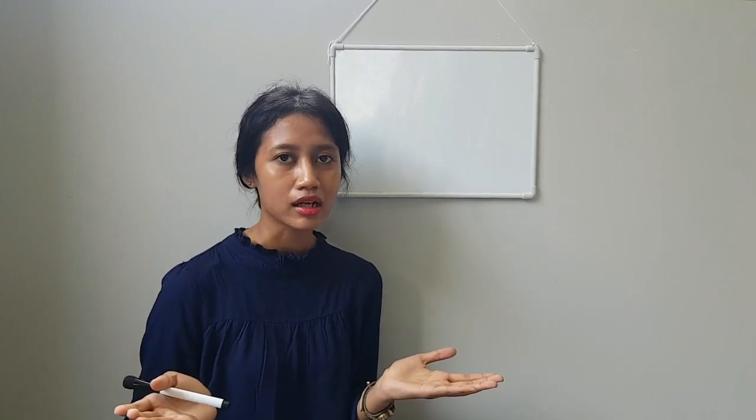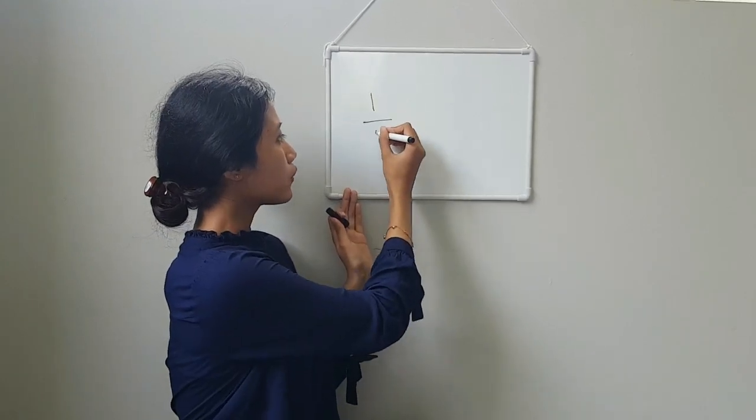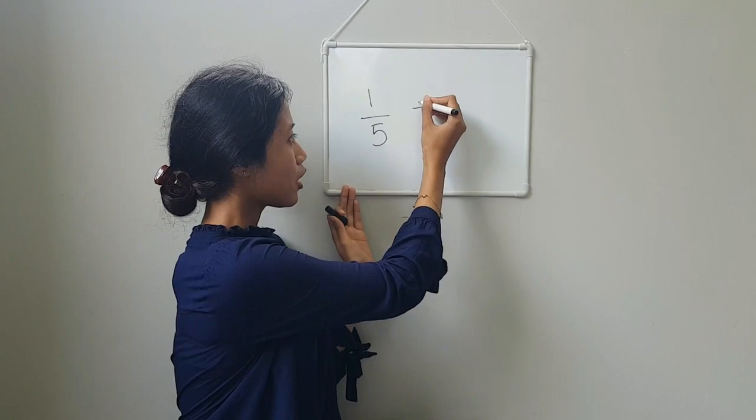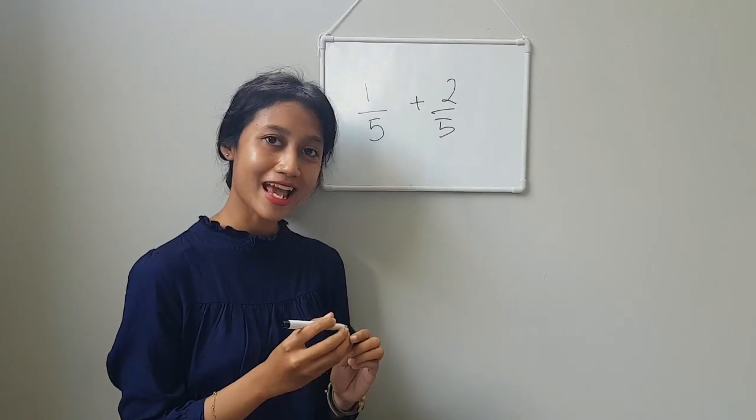Next topic is about adding and subtracting fractions. Before we can add or subtract fractions, the fractions need to have a common denominator. What is a common denominator? A common denominator is when two or more fractions have the same denominator. For example, 1 over 5 plus 2 over 5. Get it?